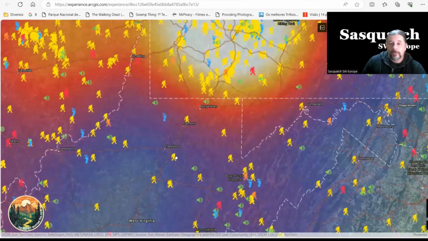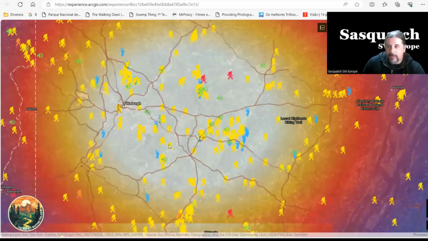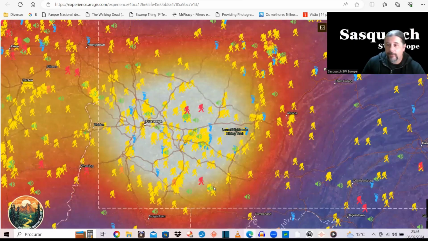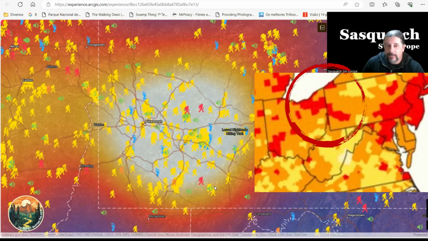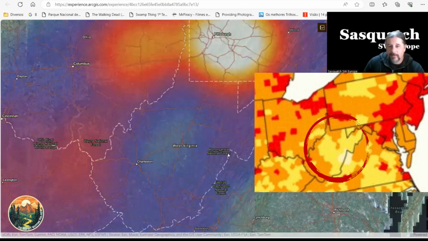If you go to the south to southwest of Pennsylvania, you have an amazing amount of Bigfoot sightings. But if you see a map of human density in Pennsylvania and East Ohio, you have a lot of people living there also. I can put a map on the screen showing the density of people that live here and the lower density of people to the west of Monongahela National Forest.